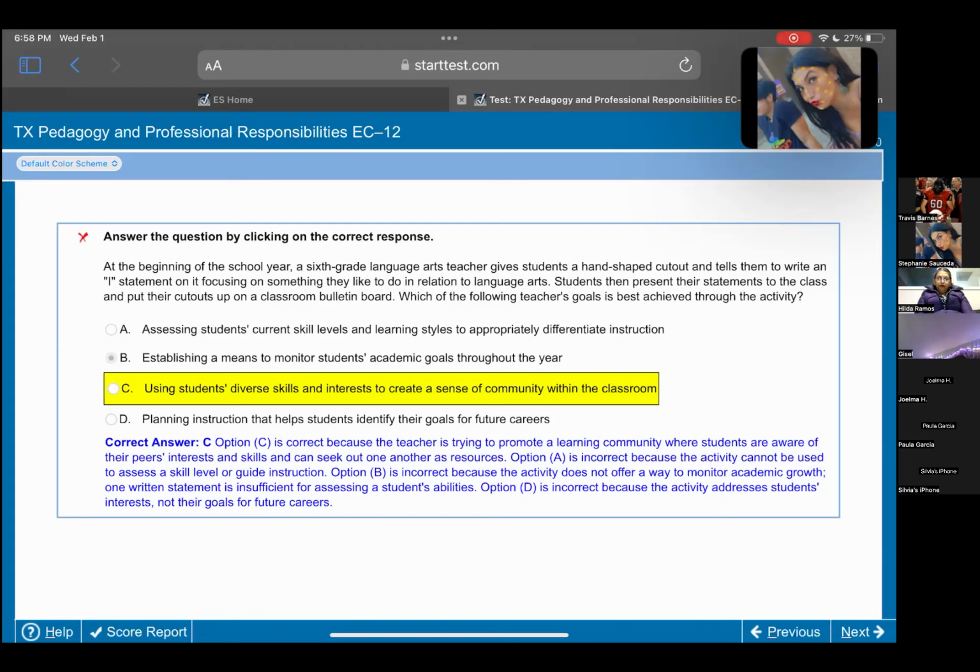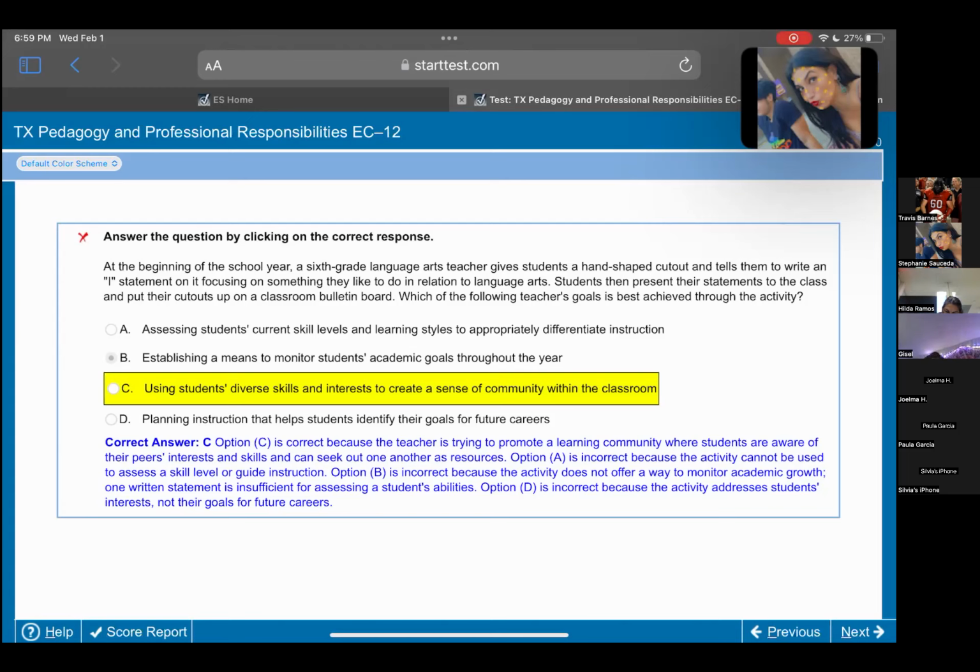So we already know A is wrong. Somebody tell me why A is wrong. I will bet myself $5 why A is wrong. Does it say anything about assessing anyone there? Not at all. An I statement on your opinion of what you like to do is not something that we can readily assess at all. It's an opinion, it's someone's preference. So we wouldn't be assessing their current level of skills.